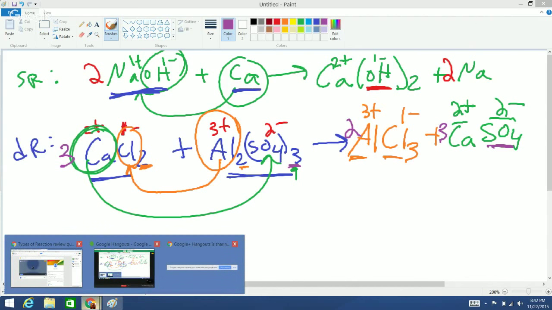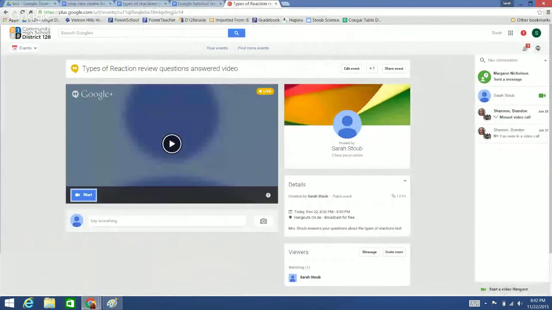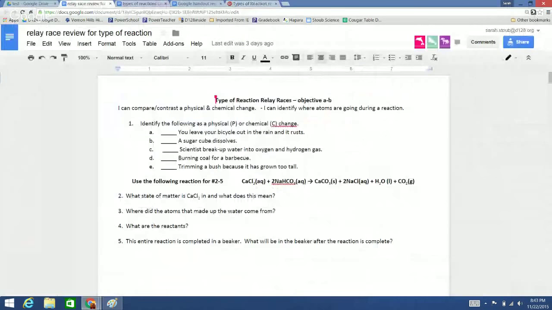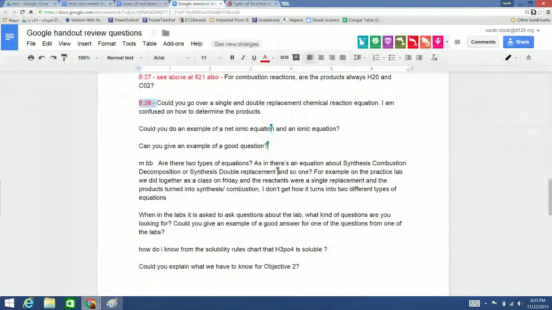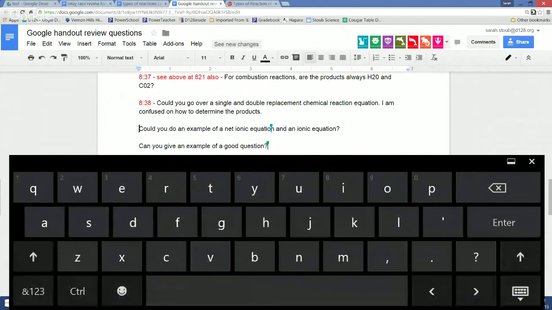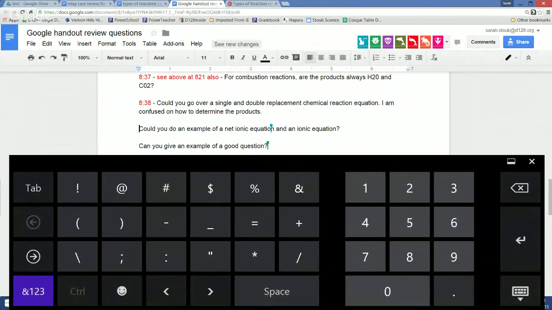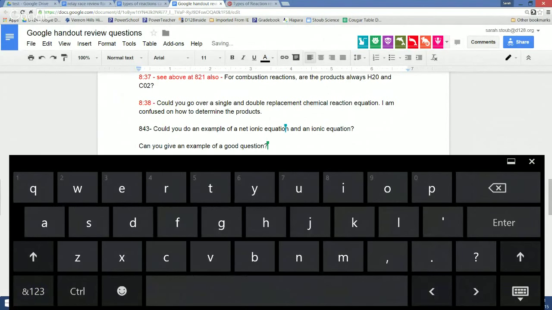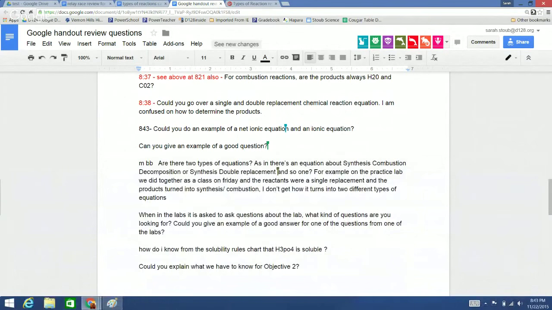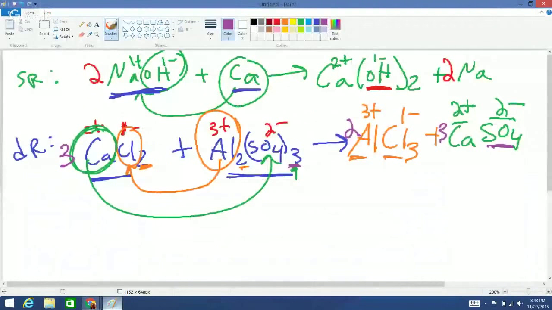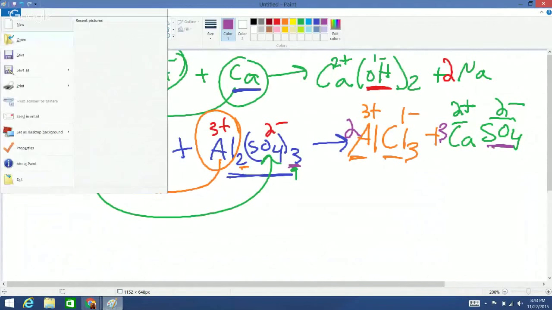I think the next question was about, here it is, an ionic and a net ionic equation. That's what I was thinking. Okay, 843. So I could just use this calcium sulfate one, but I'm going to use green. I need to write more.